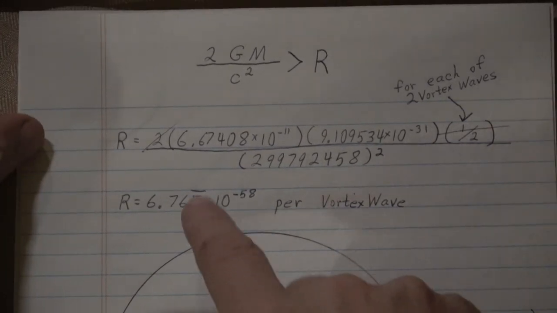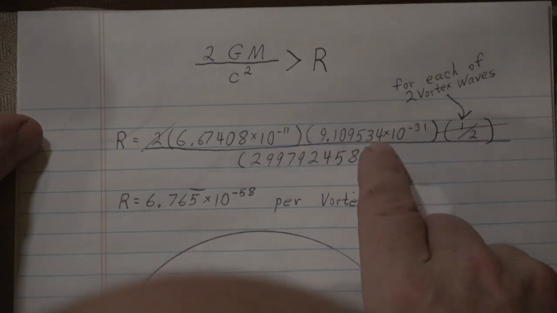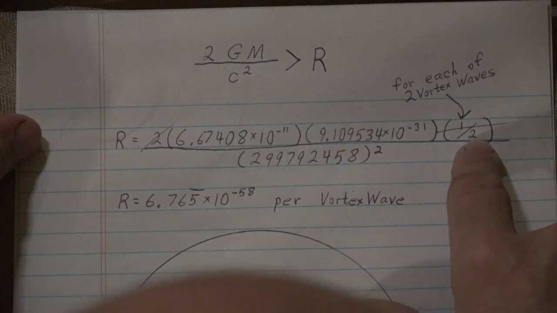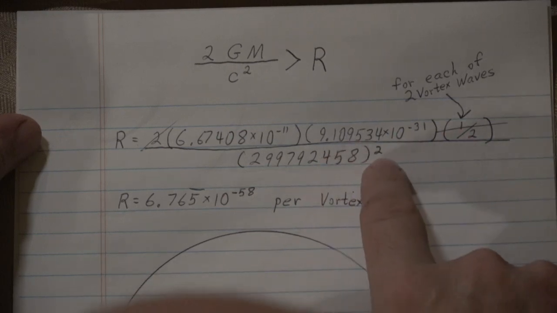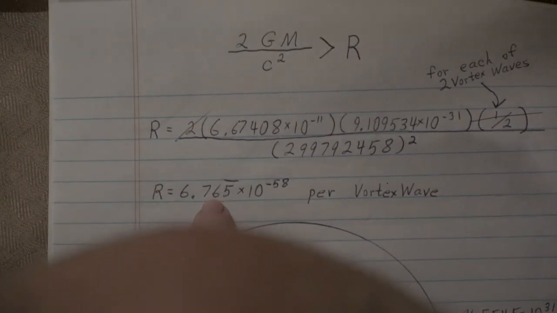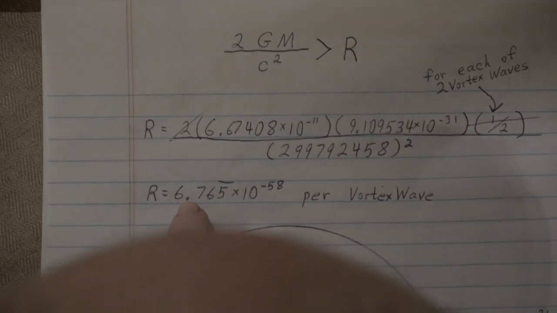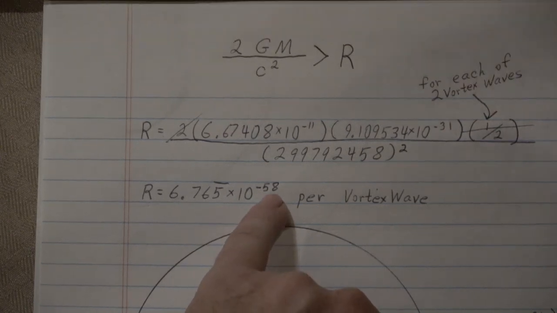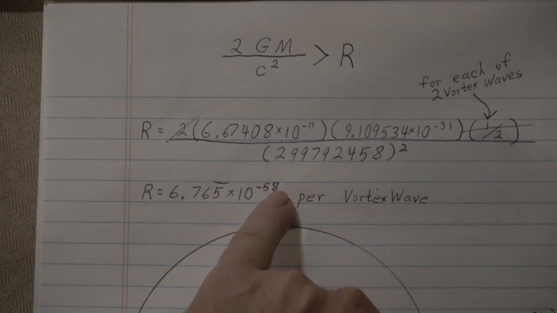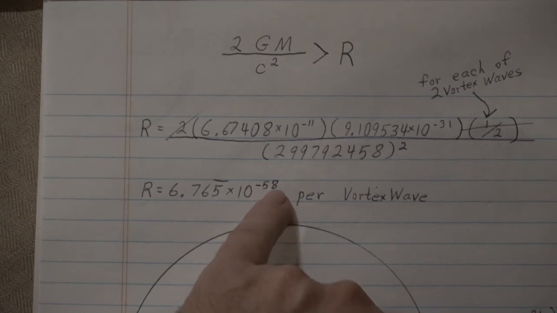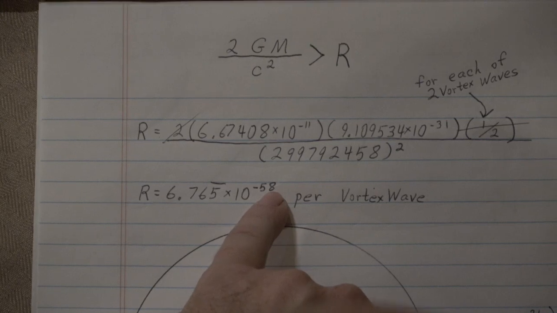And plug all the numbers in: the gravitational constant, the mass of the electron times 1/2, because I'm just using 1, and the speed of light squared. Come up with the radius in meters being 6.765 times 10 to the minus 58. Minus 58, you can basically take every 3 of those and it's multiplying by 1,000. So that's divisible by 3 many times. This thing is beyond small.